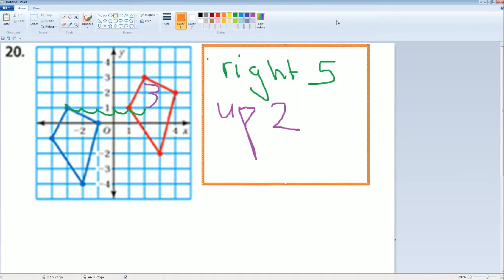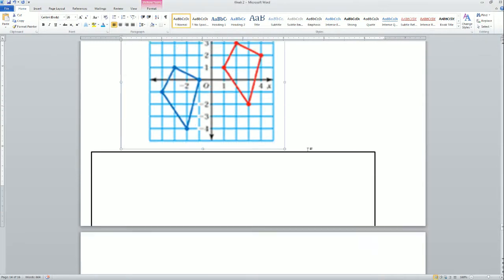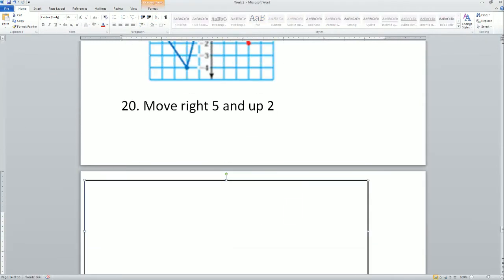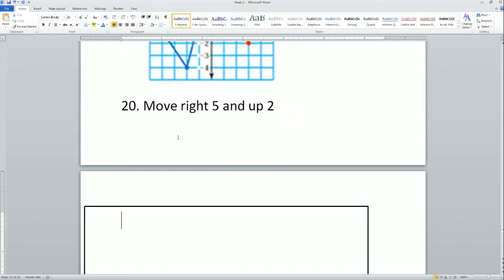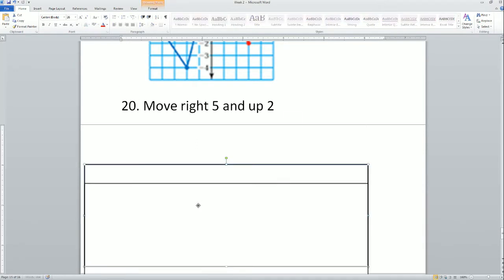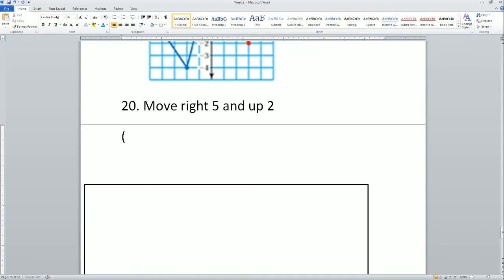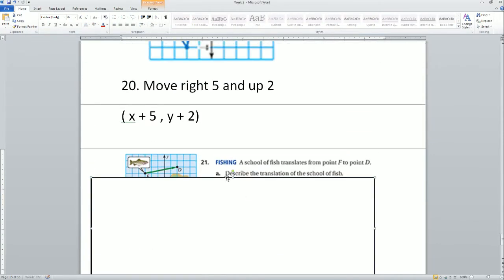What does right 5 and up 2 mean? Right 5 means, okay, move right 5 times and up 2. So what that looks like in rule format, right? Right is positive, so that's x plus 5. And up 2, which is positive in the y direction, so y plus 2. That's how that would look in rule format. Alright, let's grab the next problem.